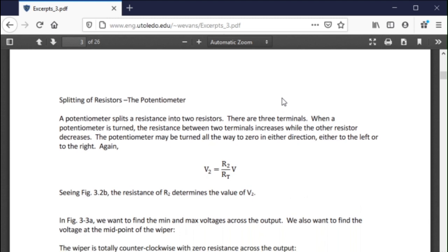So a potentiometer splits a resistance into two resistors. There are three terminals. When the potentiometer is turned, the resistance between two terminals increases while the other resistance decreases. It may be turned all the way to 0 or all the way to the full resistance.